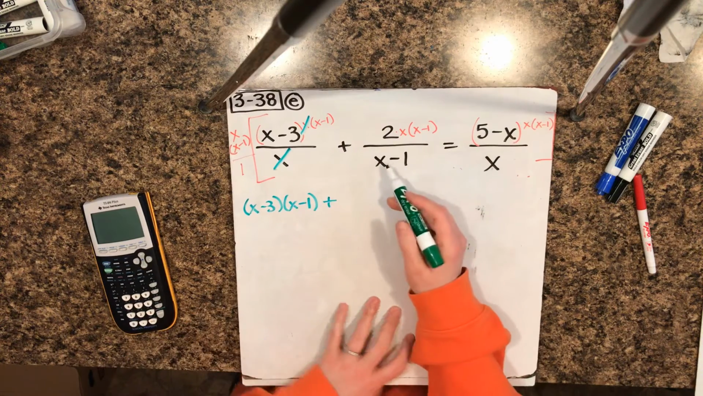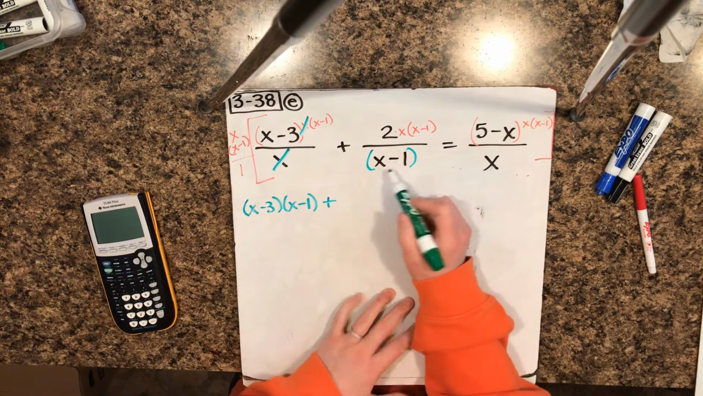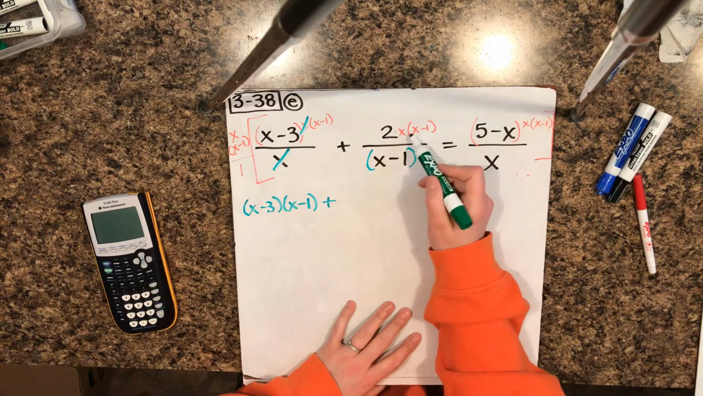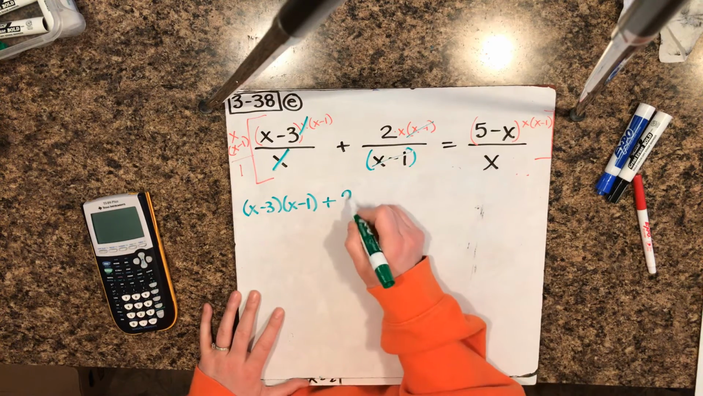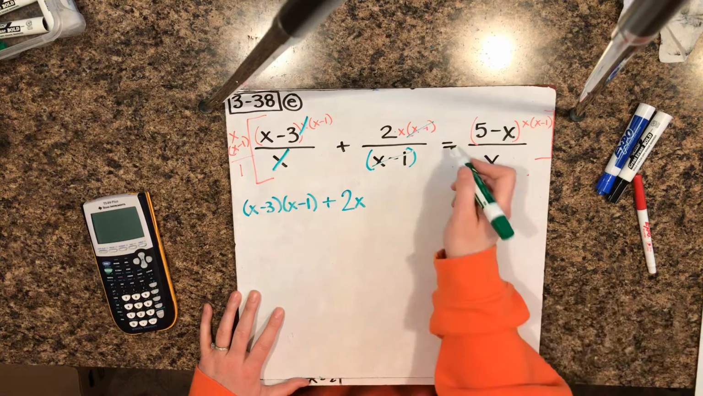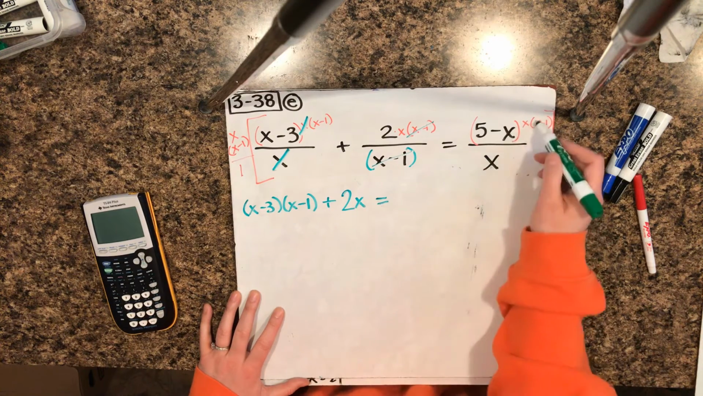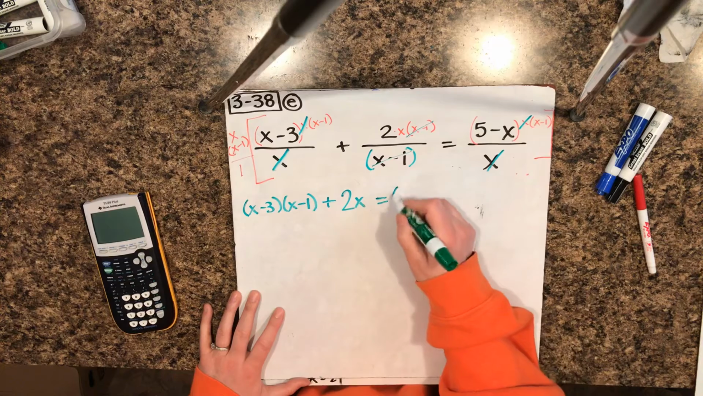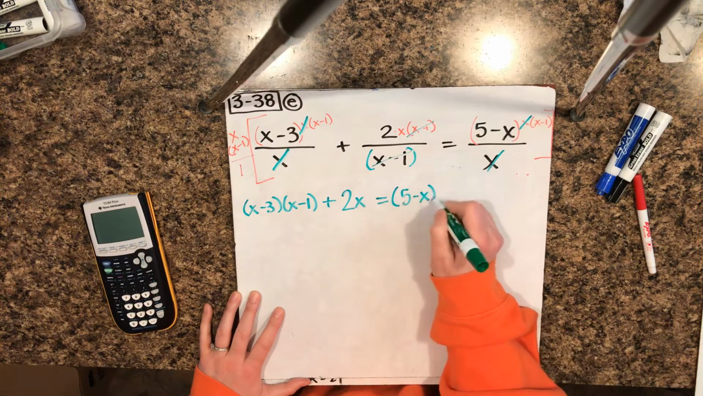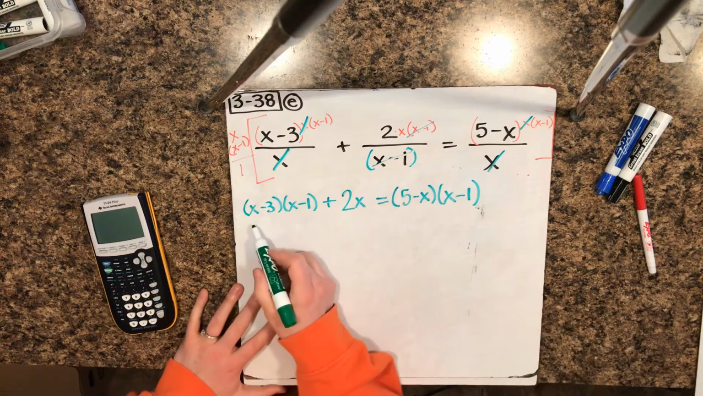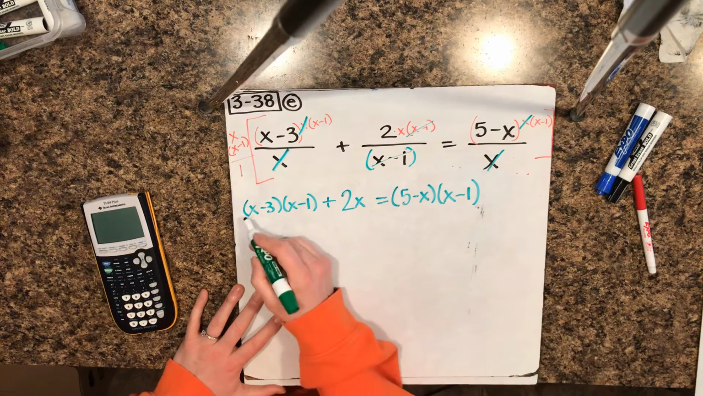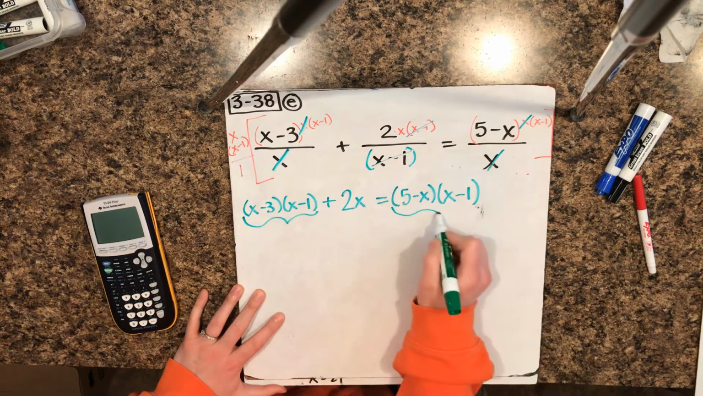Plus, what happens here? This x minus 1 is a full term together. That gets canceled with the x minus 1 on top. What's remaining? 2x equals x and x cancel out. What's remaining? 5 minus x times x minus 1. Okay? Now, in order to solve this equation, I actually need to multiply these two things out.